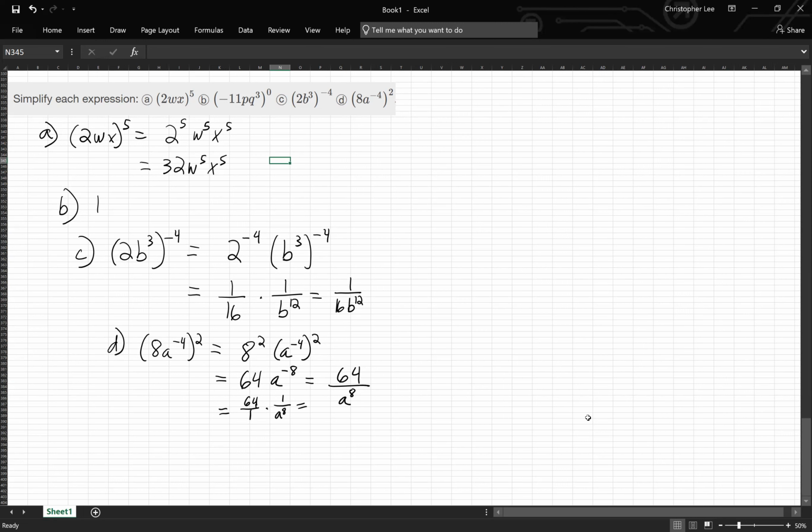So the quotient to a power property for exponents: if A and B are real numbers where B does not equal 0 and M is an integer, then A over B raised to the M power is equal to A to the M over B to the M. To raise a fraction to a power, you raise the numerator and denominator to that power. This is key right here, this last sentence. To raise a fraction to a power, raise the numerator and denominator to that power. Just restating the same thing.